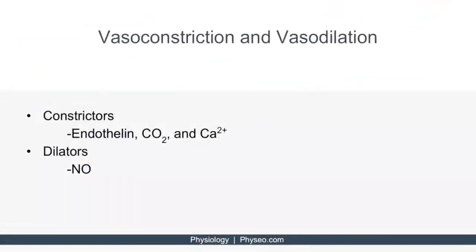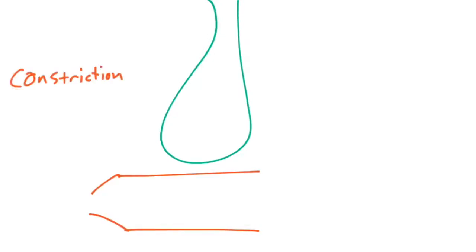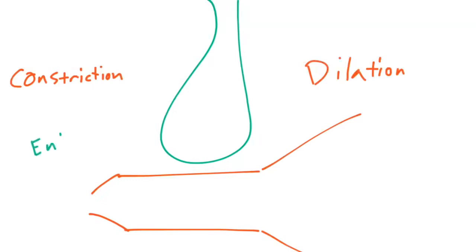So now let's talk briefly about vasoconstriction and vasodilation as it relates to pulmonary vasculature. So the constrictors that you need to remember are endothelin, carbon dioxide, and calcium. And the dilators, essentially just think of nitric oxide. So let's draw this out really quick. So here's an alveolus, and here's the capillary. On the left side is constriction of the vessel, and on the right side is dilation. The constrictors of pulmonary vasculature are endothelin, CO2, and calcium.